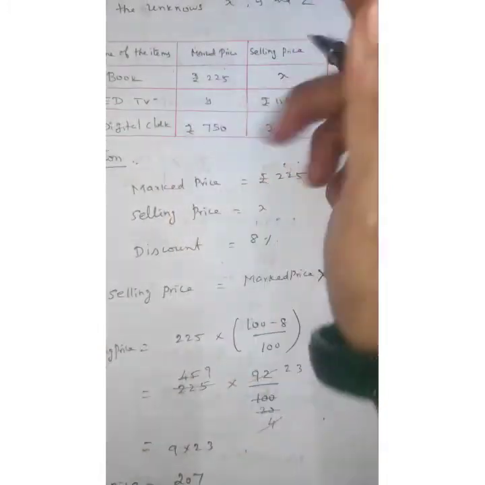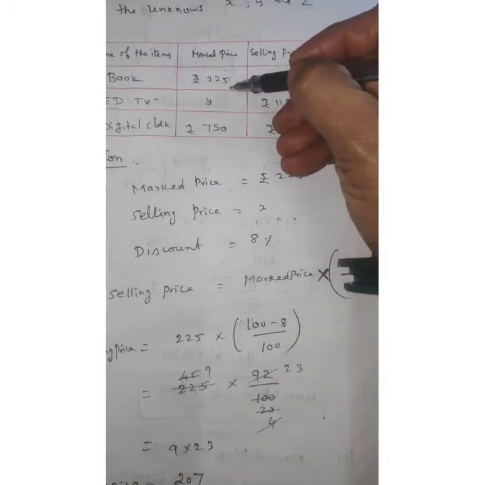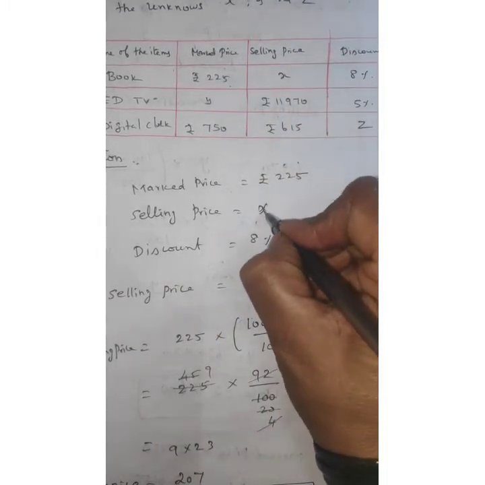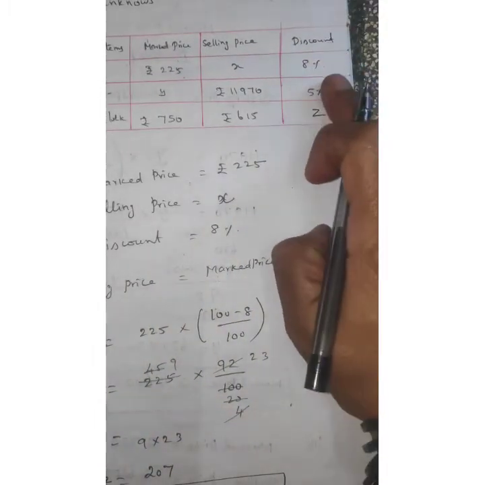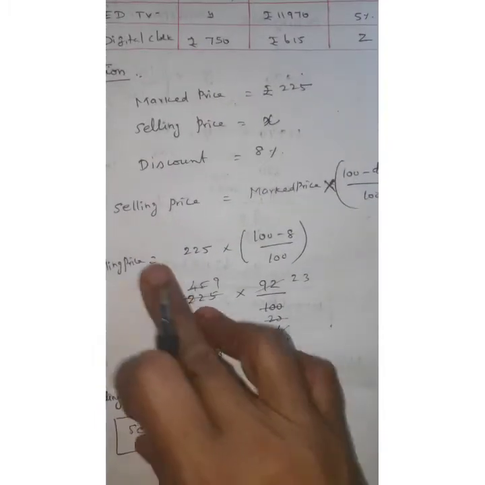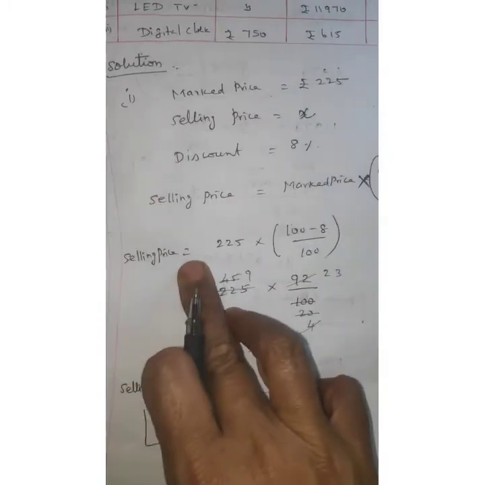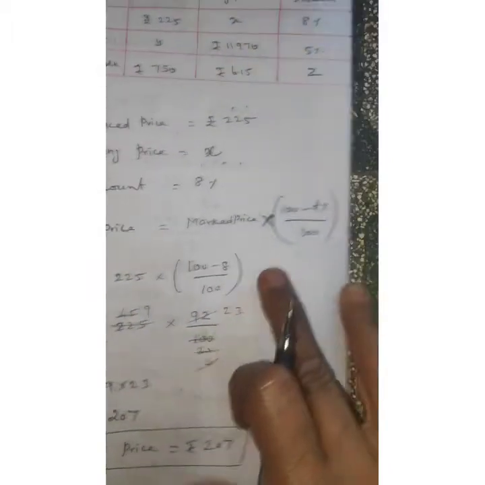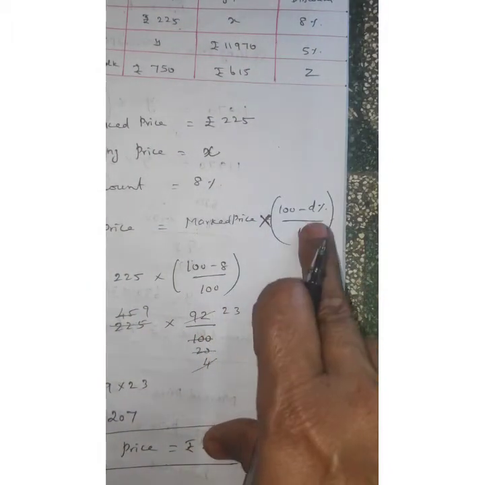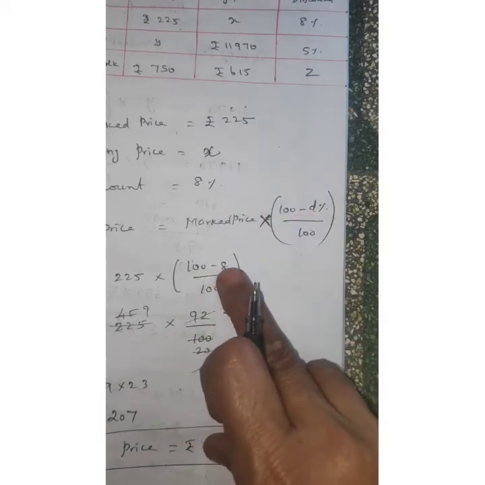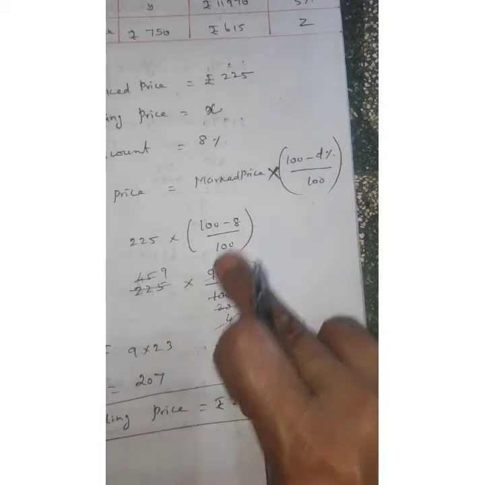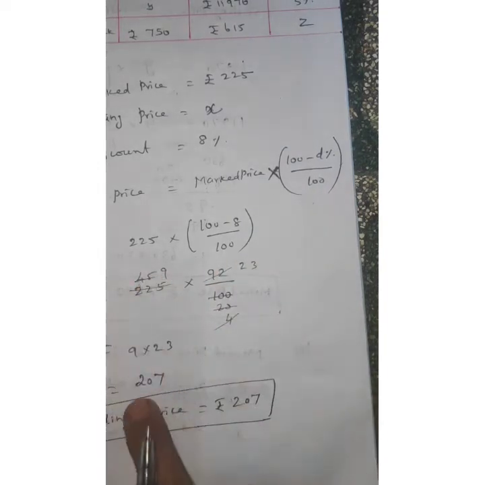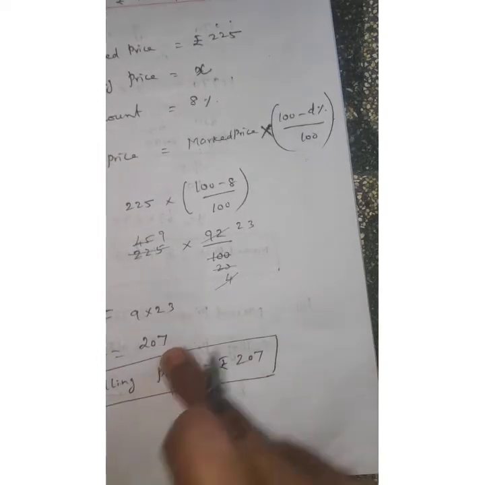First sum, market price is given as 225 rupees. Selling price value equals x. Discount equals 8 percent. Write the formula. Selling price equals market price, value equals 225, into, start the bracket, 100 minus 8 percent discount, 100 minus 8 divided by 100. 100 minus 8 equals 92 divided by 100. Cancellation and get the answer equal to 207 rupees.